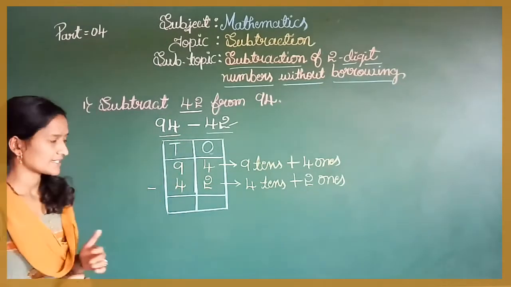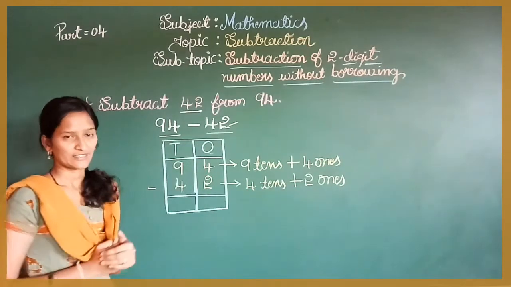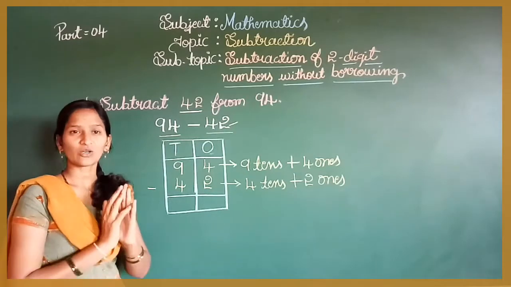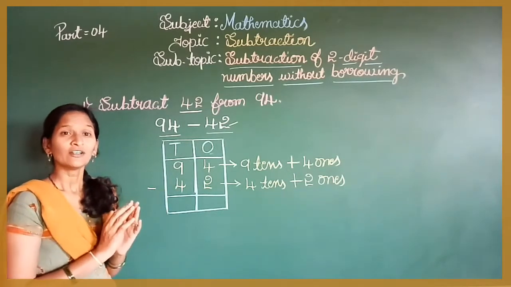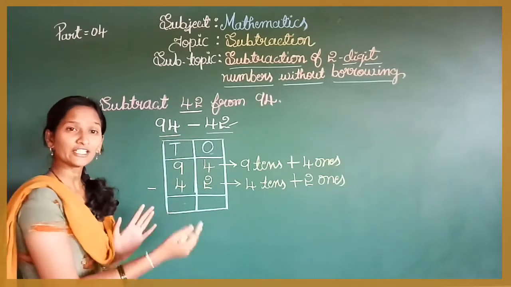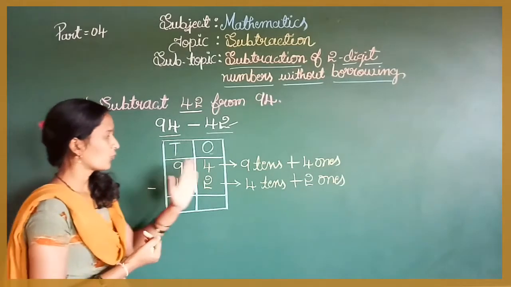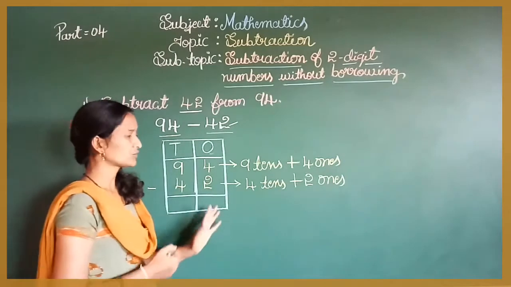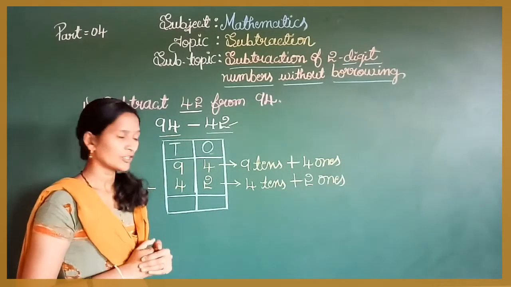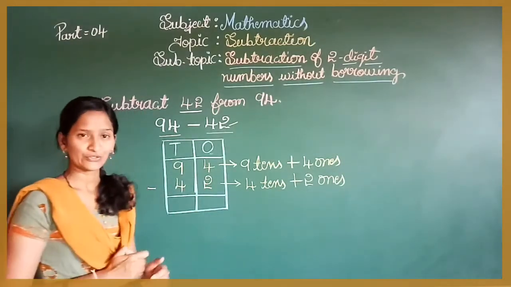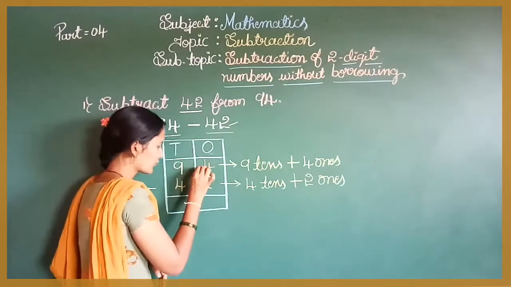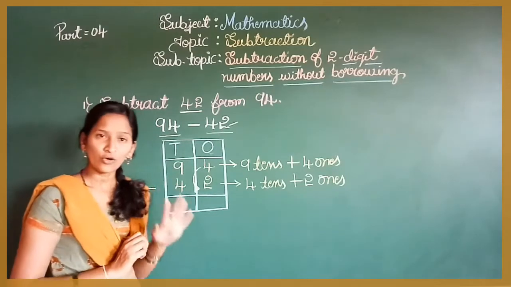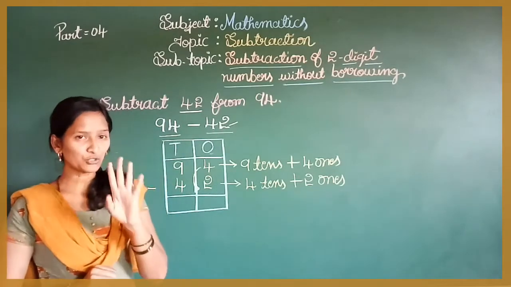Now you have to subtract this. Already you know you always subtract or add the numbers from right to left. Means ones, after that tens. In the ones place, what are the digits there? 4 and 2. Right? What is 4 minus 2? In 4, you have to subtract 2.